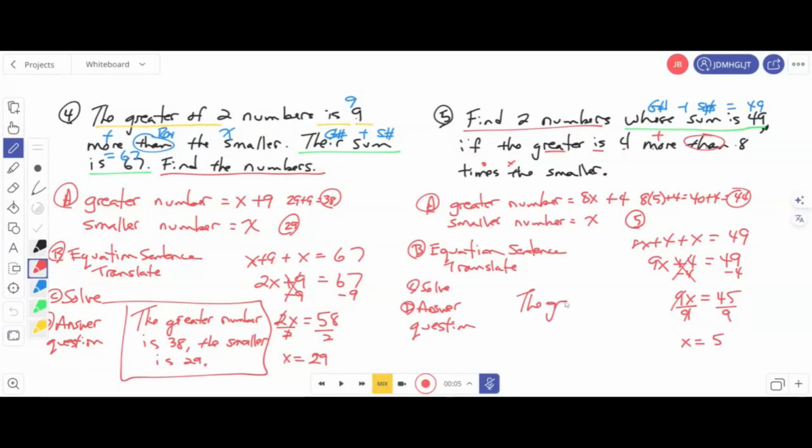The greater number is 44. The smaller is 5. Okay? Very good. Maybe y'all are finally getting the hang of this. Not so bad after all.